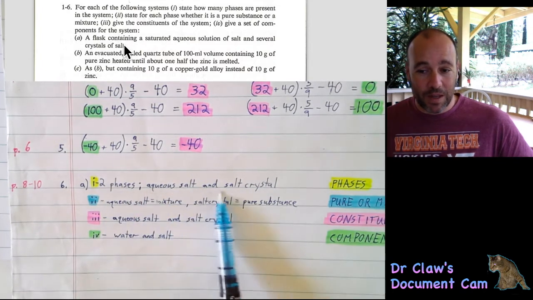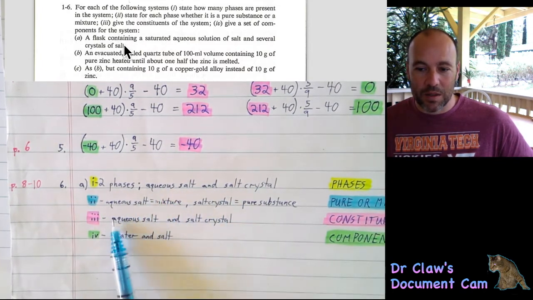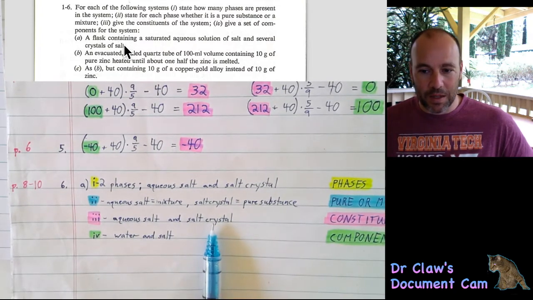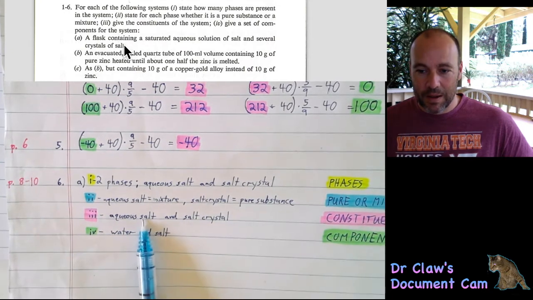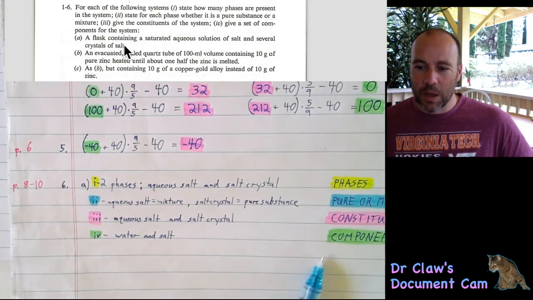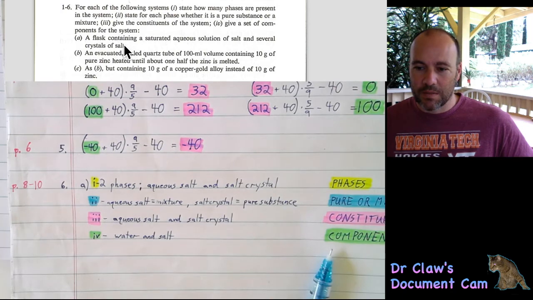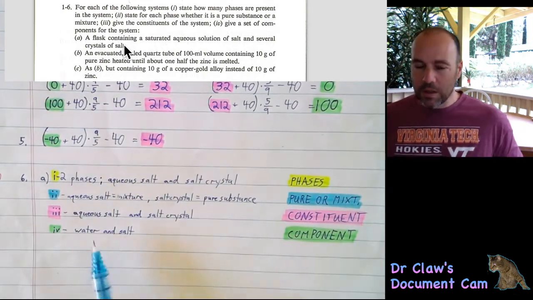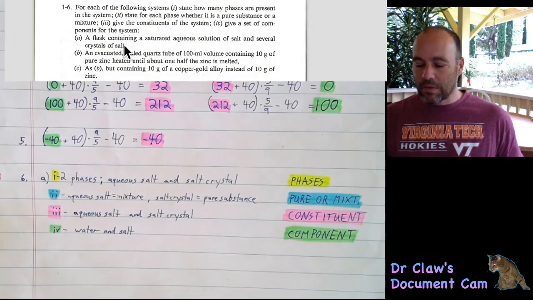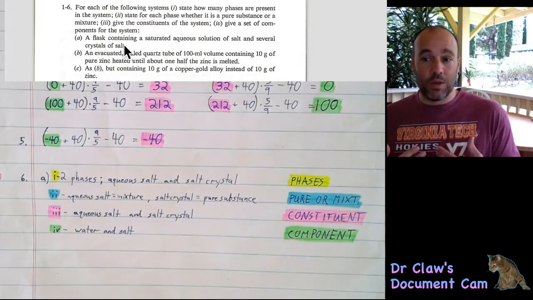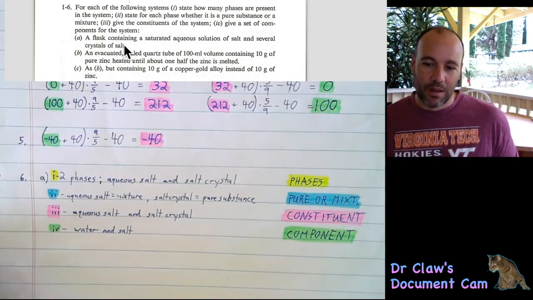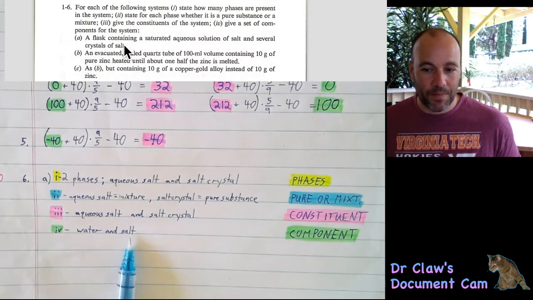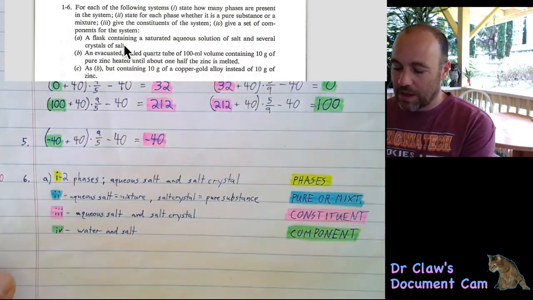Now, the constituents. The textbook does state that constituents are identical to phases. So there are 2 phases. That means there are 2 constituents, the aqueous salt constituent and the salt crystal constituent. That's how I interpreted the textbook. Number 4, the components of the system. The components are how many kinds of chemicals you need to regenerate this system. There are 2 components, water and salt. So that was for A.